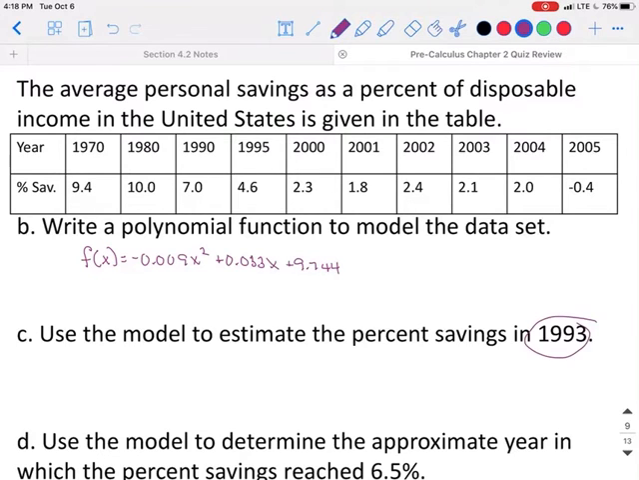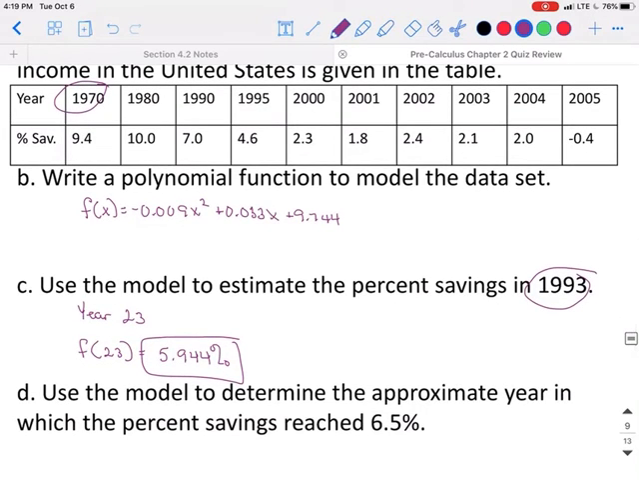If we want to estimate what the savings will be in 1993, you're going to see how many years that is from 1970, which in this case would be 23 years. So you can plug in 23 into your equation. And if you solve this, you should get 5.944. So we would expect the percent that they would save in 1993 would be 5.944% of their income.